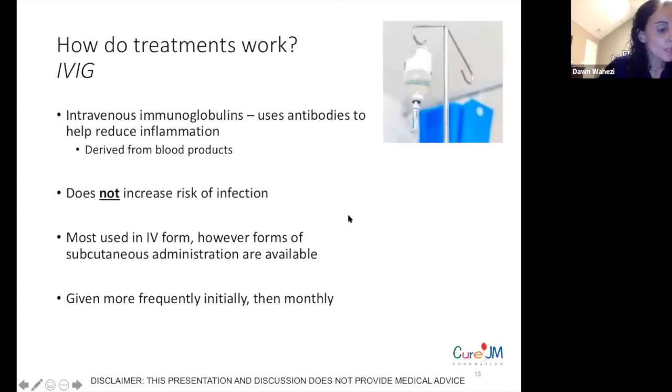The third treatment I'm going to talk about is IVIG. IVIG uses antibodies to help reduce inflammation. It is derived from blood products. The nice part of this is that it doesn't increase the risk of infection. As I mentioned, some of those other medications do. It's most commonly given by IV, but nowadays there is a sub-Q form, which some people are using. Usually we give it more frequently in the beginning, and then it ends up being given monthly.